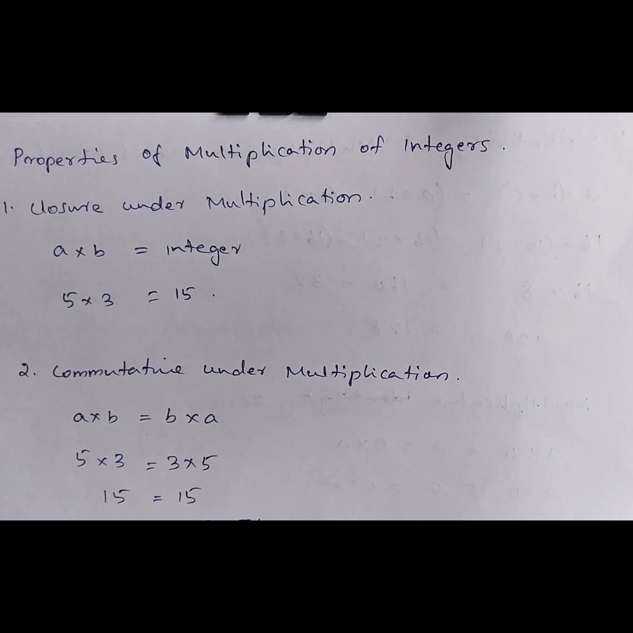The next property is commutative under multiplication. The formula is, for two integers a and b, a into b is equal to b into a. Example, 5 into 3 is equal to 3 into 5. On the left hand side, 5 into 3 is equal to 15. On the right hand side also, we are getting the same answer, 15.